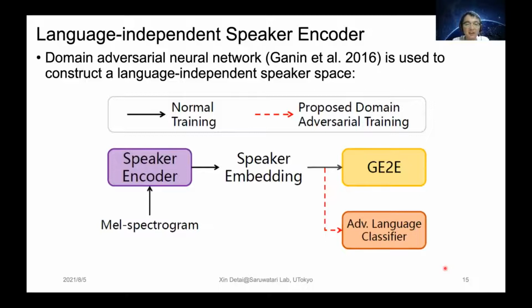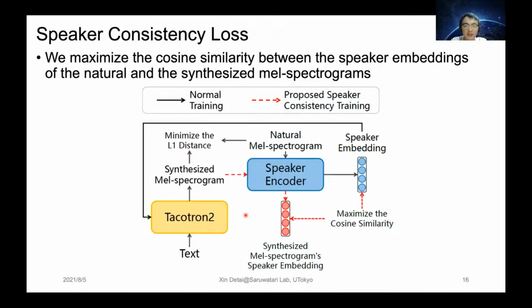We use a domain adversarial neural network to obtain a language-independent speaker encoder. Specifically, we add an adversarial language classifier in the baseline speaker encoder. This classifier will exclude any information relating to language from the speaker embedding using adversarial training.